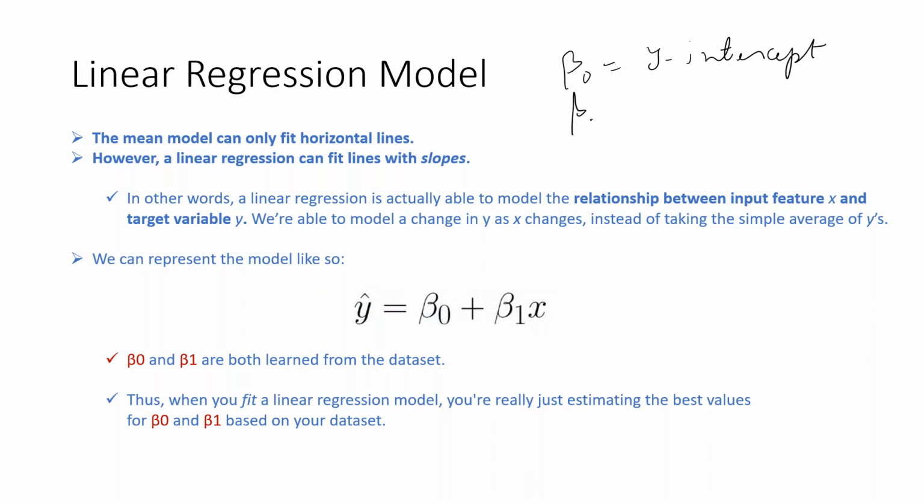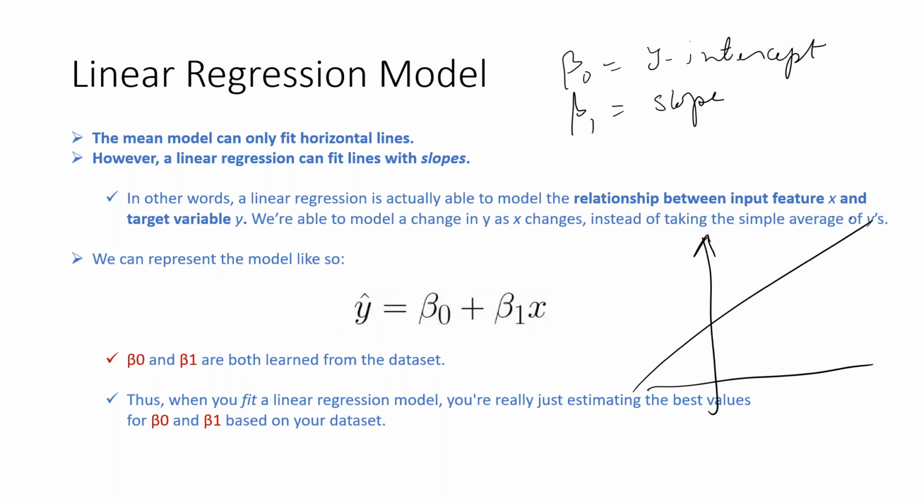And for a simple linear regression, beta 1 is the slope. Okay. So beta 0 is actually the y-intercept. Like let's say there is a line, okay, it's going like this. So what is the y value when x equals 0? That is called your beta 0, the y-intercept.